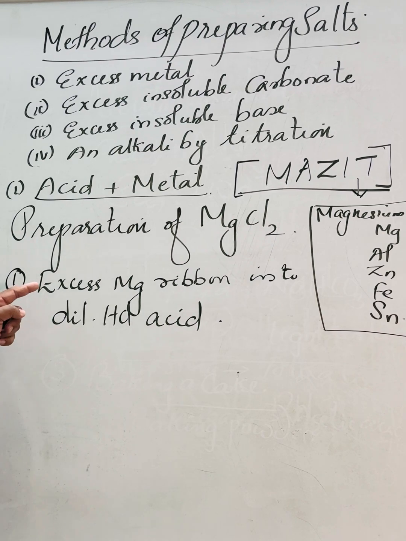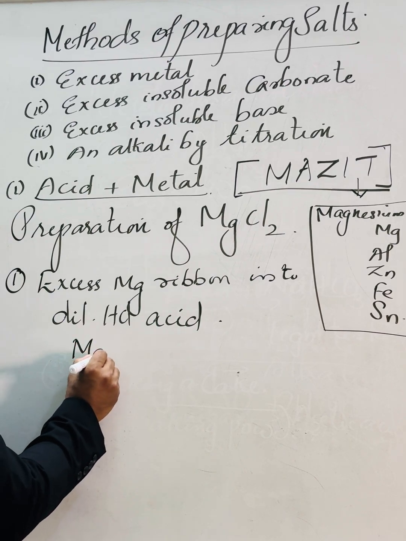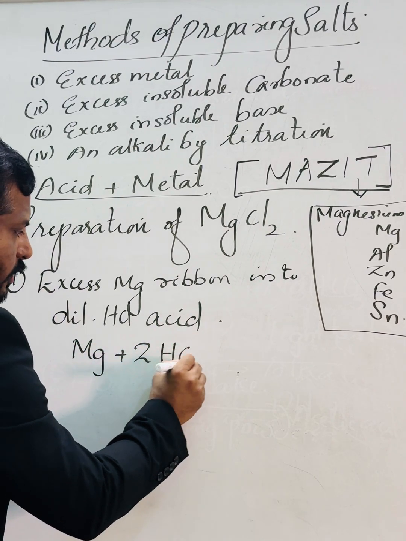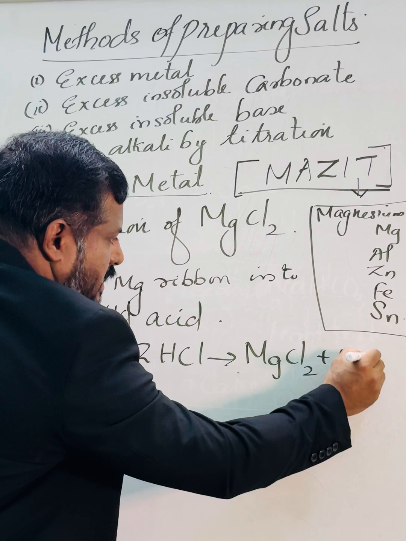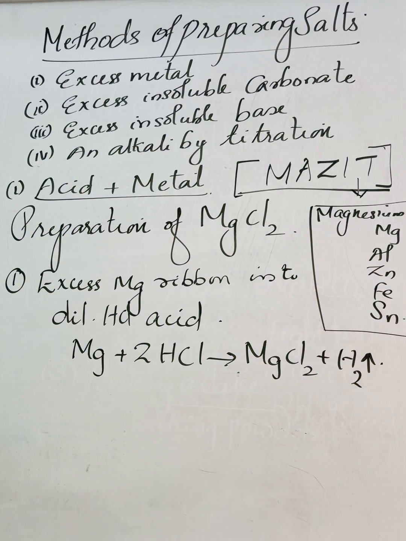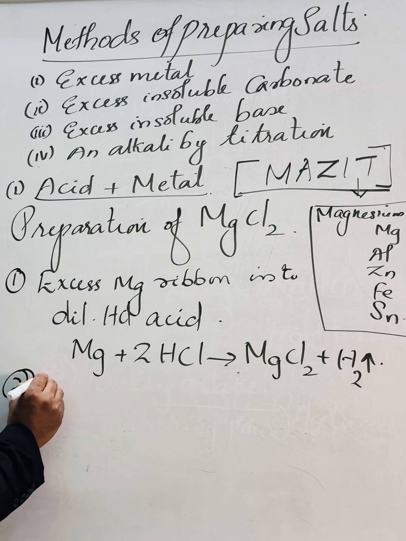So what happened here? I take excess magnesium, I add it to the dilute hydrochloric acid. Then you can see some bubbles coming out. Why? Because magnesium reacts with the hydrochloric acid to form magnesium chloride and hydrogen gas. This hydrogen gas is coming out in the form of bubbles. Now the bubble formation is over. That means the reaction is completed. So the next stage is filtration.